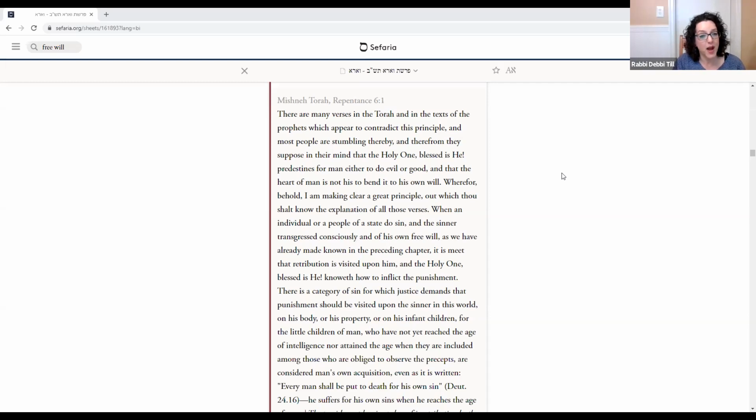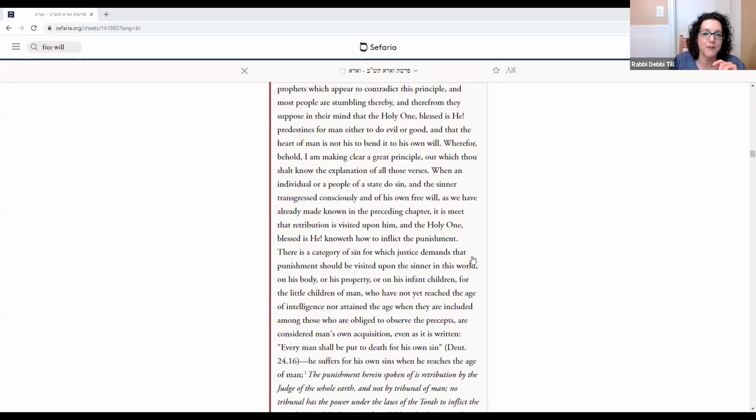Wherefore, behold, I am making clear a great principle. Judy, this is what you were actually saying, right? Mm-hmm. Out of which thou shalt know the explanation of all those verses. When an individual or a people of a state do sin, and the sinner transgressed consciously and of his own free will, as we have already made known in the preceding chapter, it is meet that retribution is visited upon him, and the Holy One, blessed be God, knows how to inflict the punishment, and ultimately it's in God's control, right?